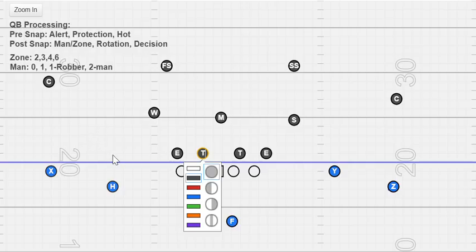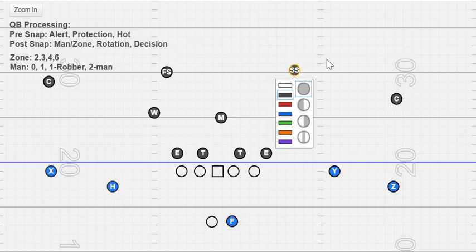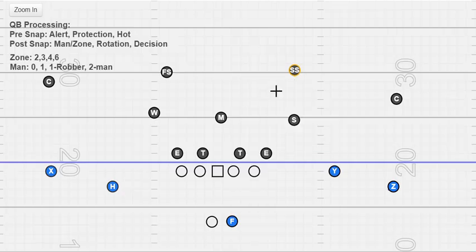Now, these are really simple. Zone coverage first. Let's just talk about 2, 3, 4, and 6. So think of it this way. If I have cover 2, that means I have 2 deep. Well, if I have 2 deep, that basically says that my safeties are going to split the field in half. Okay? And if they split the field in half, that means my corners are going to rotate up into the flat. That's essentially what we're saying.